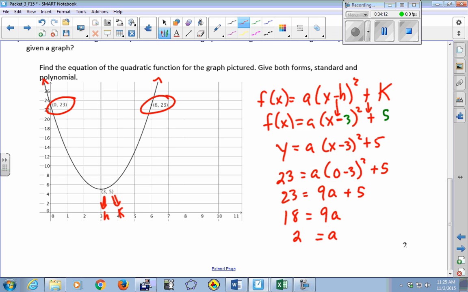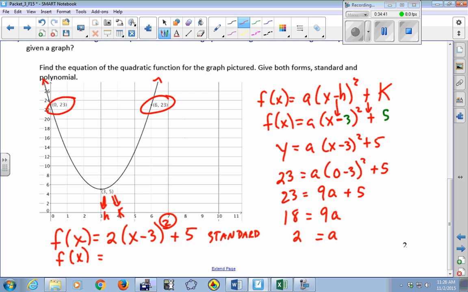So now I look at my instructions: give both forms, the standard and the polynomial. Well, my standard form looks like this. 2 times x minus 3, don't forget the square, plus 5. That's my standard form. And to get my polynomial, I have to do the algebra route here to make this into all adding and subtracting polynomial form. But guess what? I actually know 2 of these letters right now. I know 2 of the letters, A, B, or C.